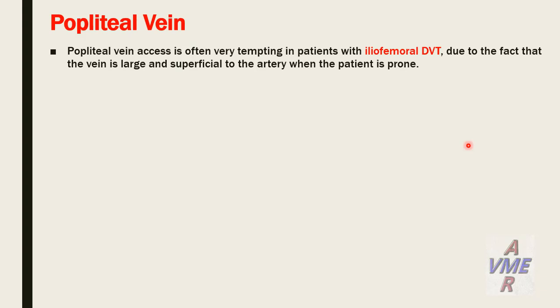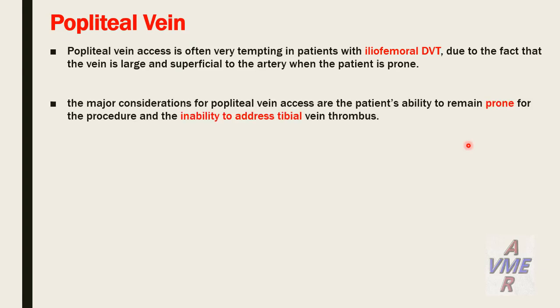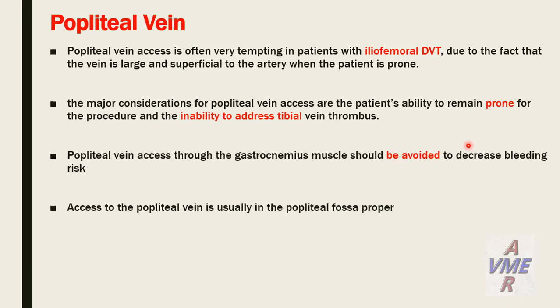Popliteal vein. Popliteal vein access is often very tempting in patients with femoral DVT due to the fact that the vein is larger and superficial to the artery when the patient is in prone position. The major considerations for popliteal vein access are the patient's ability to remain prone for the procedure and inability to address tibial vein thrombus. Popliteal vein access through the gastrocnemius muscle should be avoided to decrease the risk of bleeding and hematoma formation. Access to the popliteal vein is usually in the popliteal fossa proper.